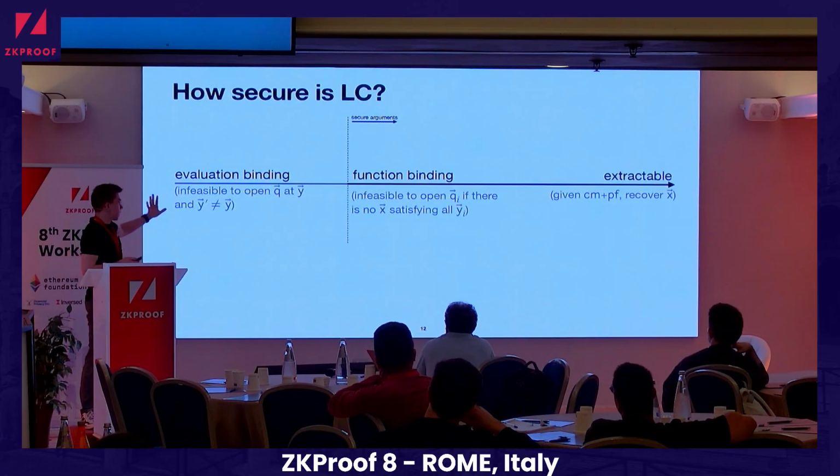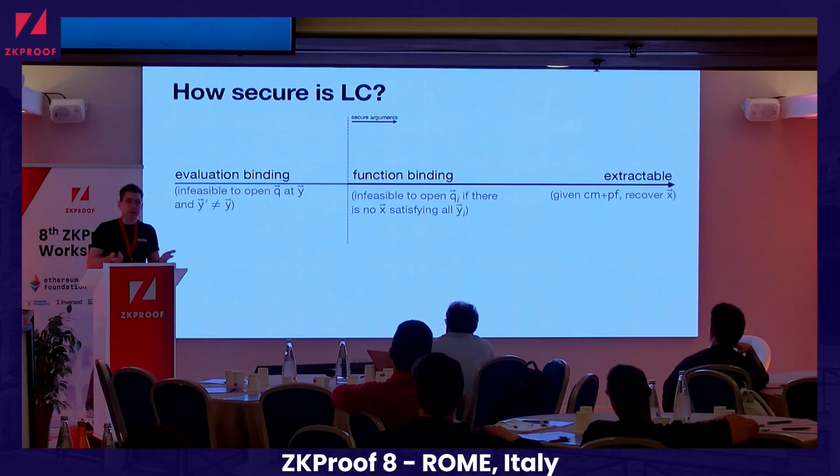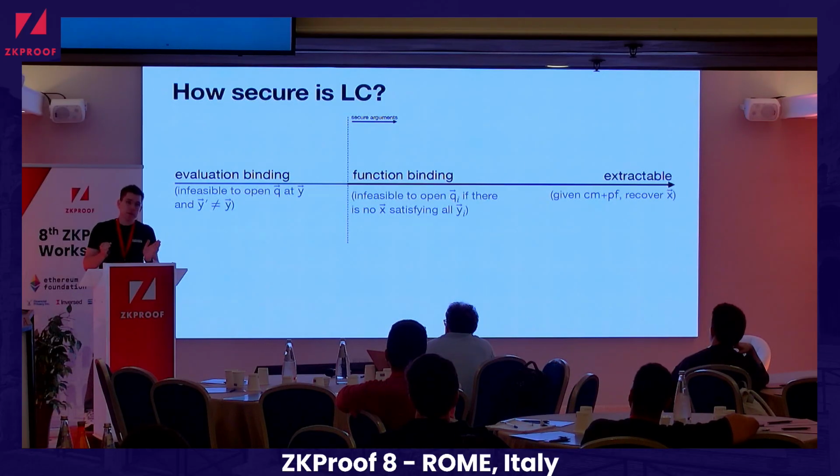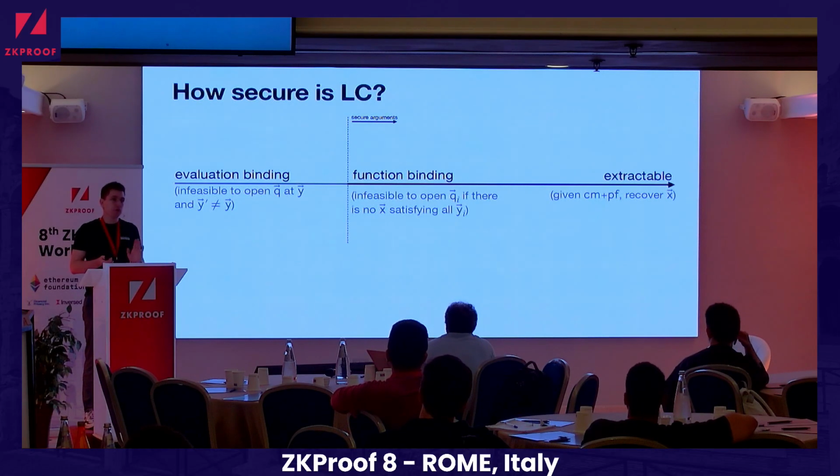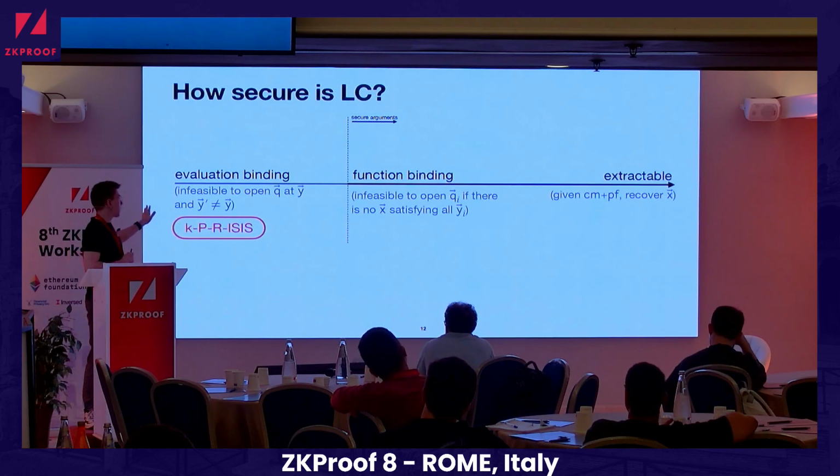So we're on the left with evaluation binding. Unfortunately, that's in general not enough to give you secure arguments. In general, what we know is that function binding at least suffices. It's unclear if it's necessary, but we have reason to believe that it is necessary in general. And you can have stronger properties all the way to extractability, but these are even harder to achieve. So with kPRISIS, we are here for this commitment scheme.